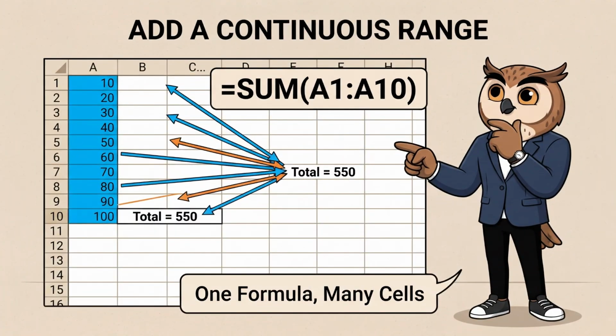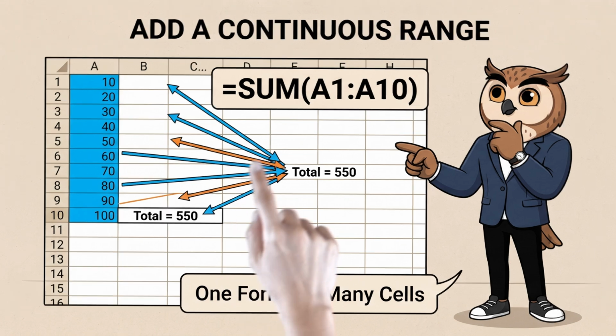The most common way to use sum is by selecting a continuous range of cells. For example, the formula =SUM(A1:A10) tells Excel to add every value from cell A1 through A10. Instead of writing each cell individually, Excel performs the entire calculation with a single formula, making your work faster and much more efficient.